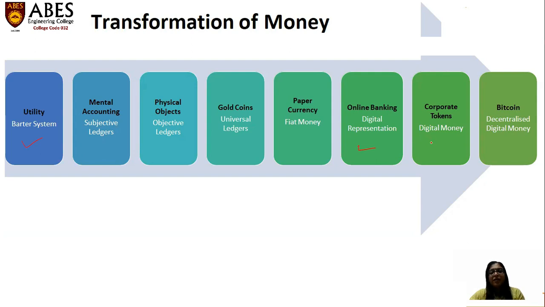Generally, a company gives rewards in terms of this digital money, or you can say corporate tokens, and with the help of smart contracts, we can create our own digital money or our own corporate tokens. Next is Bitcoin. Bitcoin is basically decentralized digital money. So it's also digital money. I can't touch Bitcoin just like paper currency or gold coins. This is the journey from the barter system to Bitcoin.